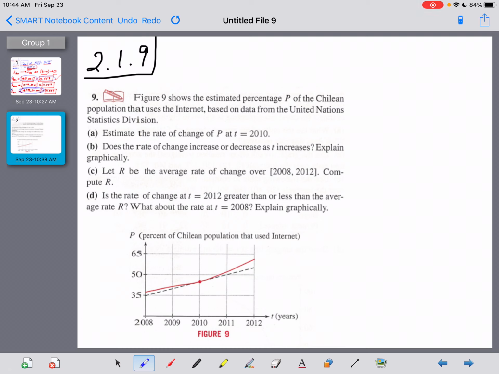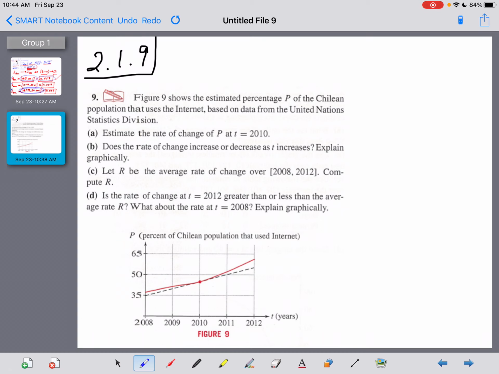I'm assuming this information is accurate. They didn't just make this up. Figure 9 shows the estimated percentage P of the Chilean population that uses the internet, based on data from the United Nations Statistics Division. Good for them. All right, we're asked to use this now to come up with a few things. So 4 different questions here.